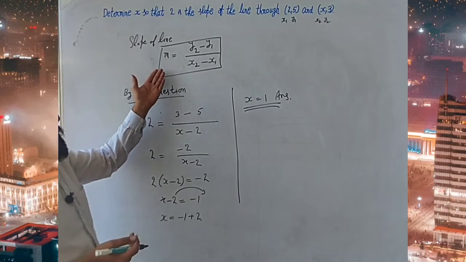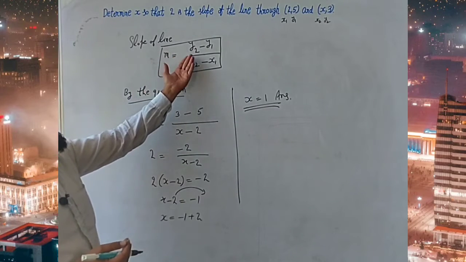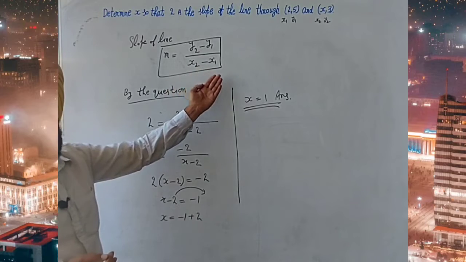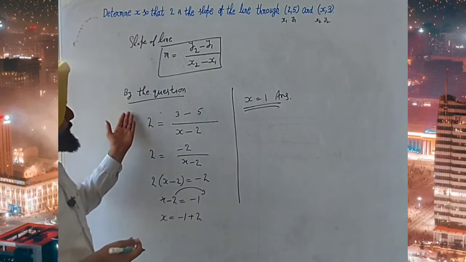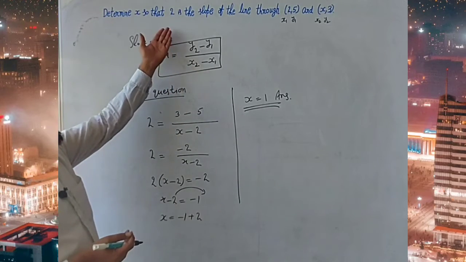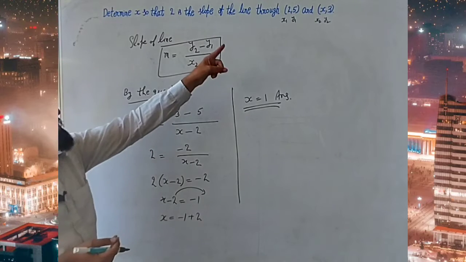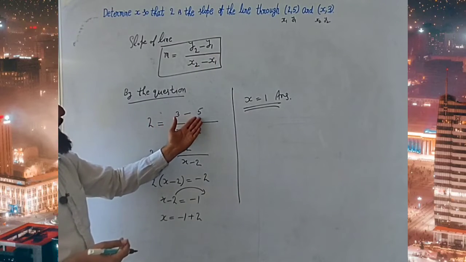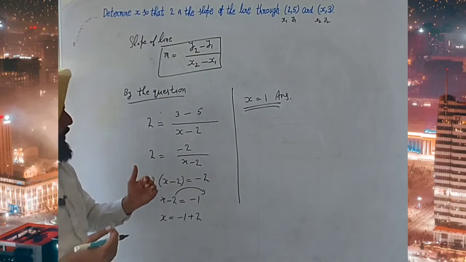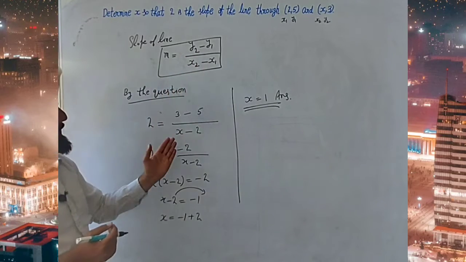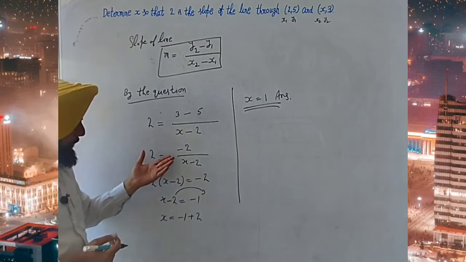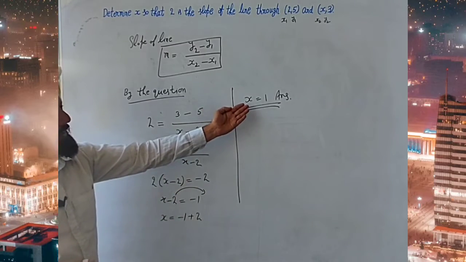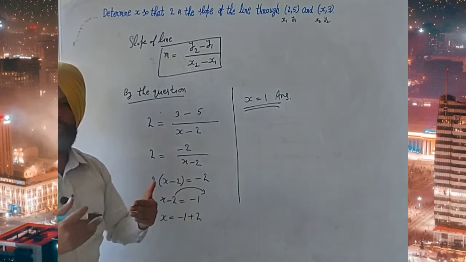Now we know the slope of a line m equal to y2 minus y1 over x2 minus x1. By the question, 2 is already given. Slope of this line 2 equal to 3 minus 5, means y2 minus y1, over x2 minus x1, x minus 2. Now we have solved it, and the value of x equal to 1.